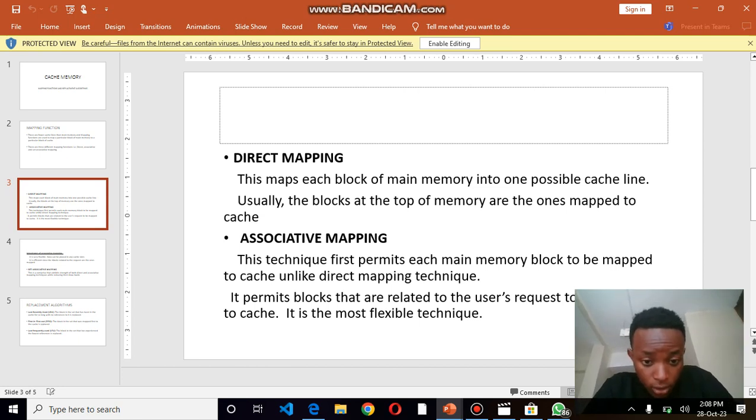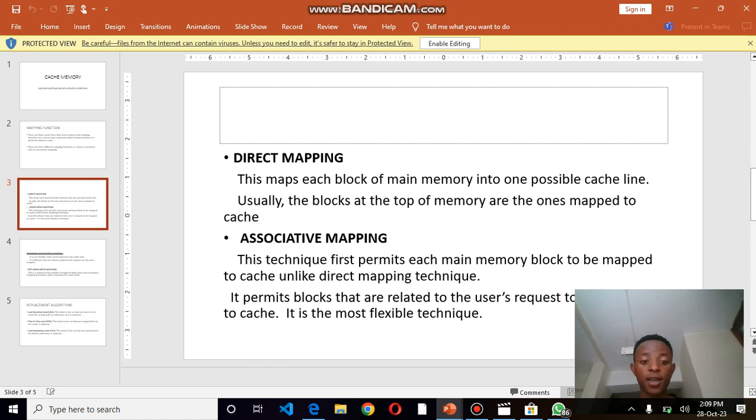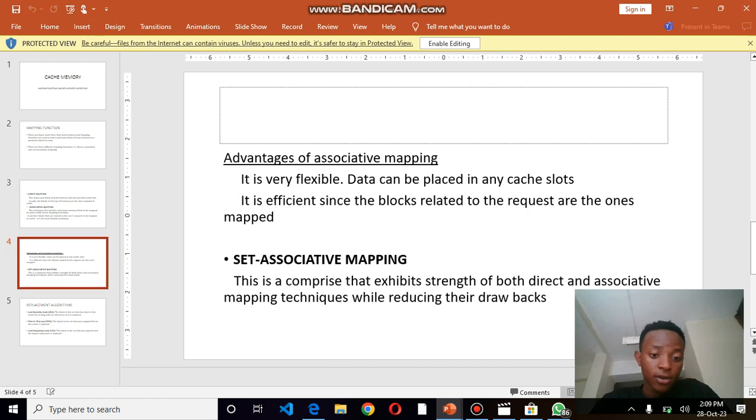Let's get to associative mapping. This technique permits each main memory block to be mapped to cache, unlike the direct mapping technique. It permits blocks that are related to the user's request to be mapped to the cache. It's the most flexible technique among the three. One of its advantages is that data can be placed in any cache slot, and it's efficient since the blocks related to the request are the ones that are mapped.